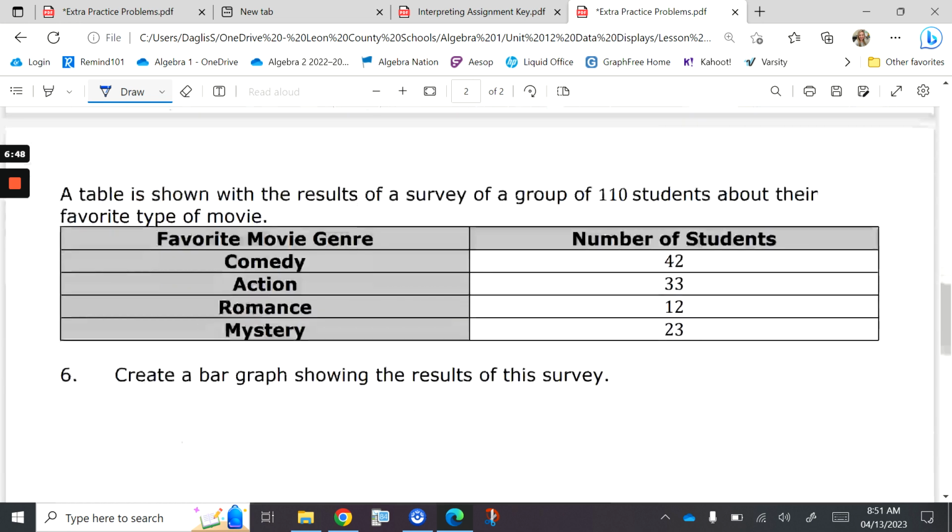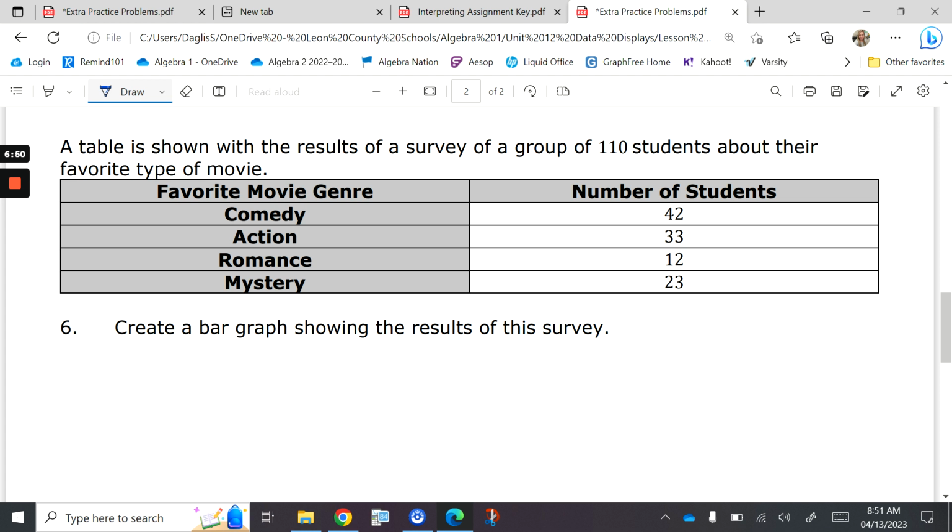All right, here we go. On the back, we have a table that shows the results of a survey of a group of students about their favorite type of movie. Okay, so we have comedy, action, romance, and mystery. We have 42, 33, 12, and 23 students. Okay, if you add those all up, that gives you your 110 students that were asked.